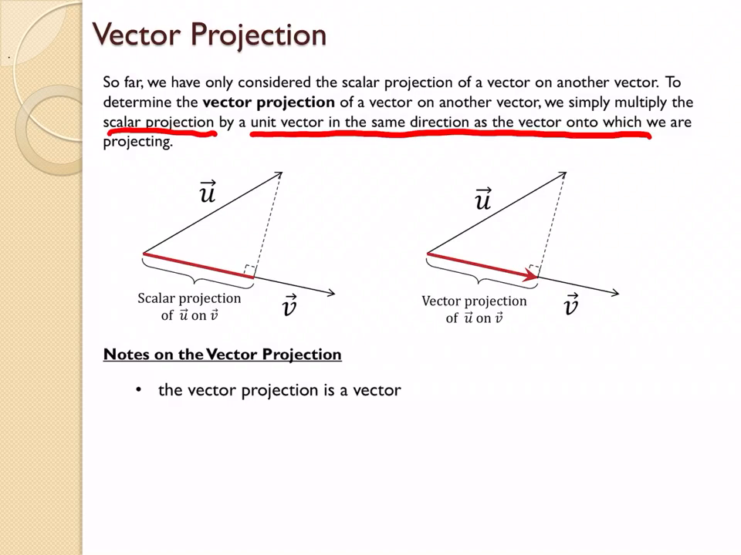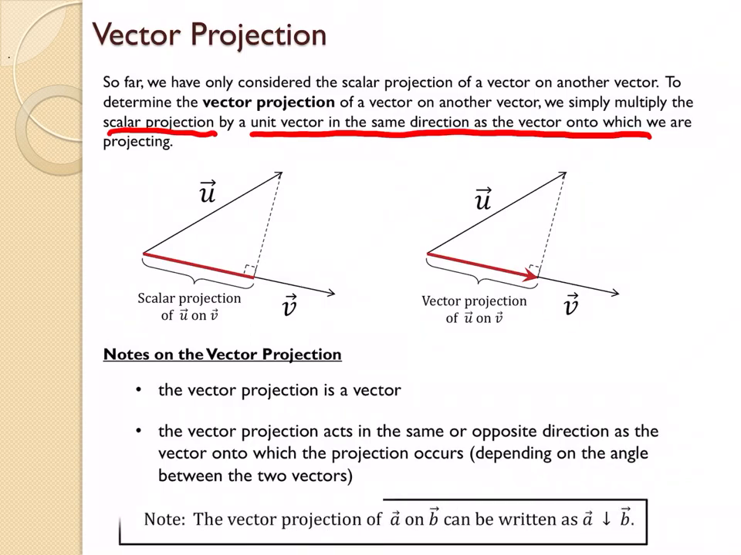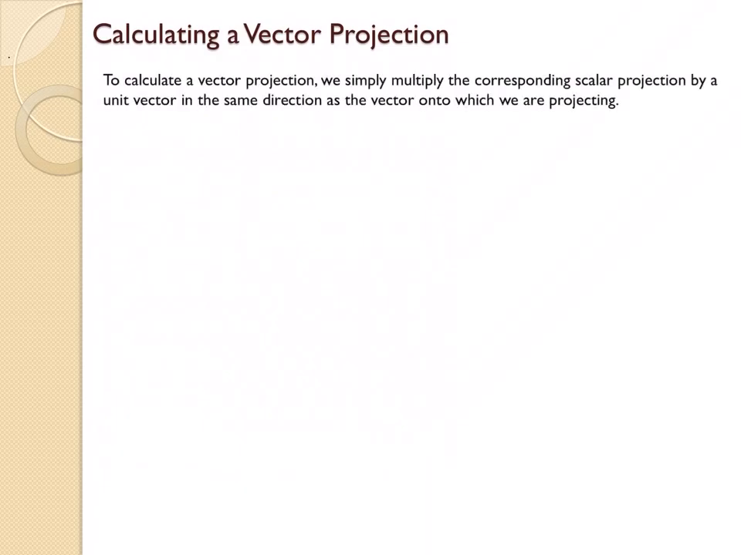Notes on vector projection. The vector projection is a vector. We actually want to find a vector this time. So we find the scalar projection, and then multiply it by the unit vector. The vector projection acts in the same or opposite direction as the vector in which the projection occurs, depending on the angle between the two vectors. And we write it as proj_b a like this, without the absolute value bars, because now we're talking about a vector, not a scalar.